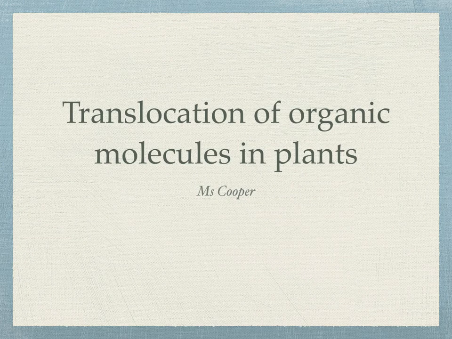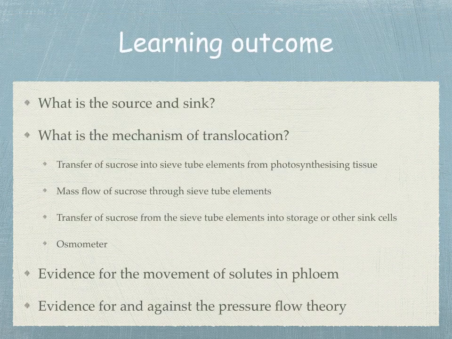In this topic, we're going to discuss the translocation of organic molecules in plants. So we're going to look at what is the source and sink, what is the mechanism of translocation. So we're going to look at the transfer of sucrose into sieve tube elements from photosynthesizing tissue, mass flow of sucrose through sieve tube elements, the transfer of sucrose from the sieve tube elements into storage or other sink cells, and then we're going to look at an experiment using an osmometer. Evidence for the movement of solutes in phloem, and then finally evidence for and against the pressure flow theory.